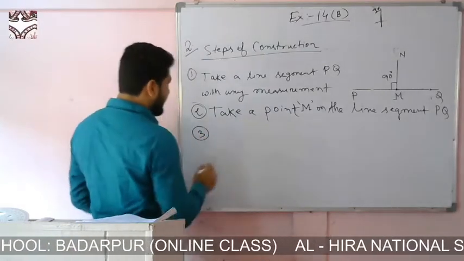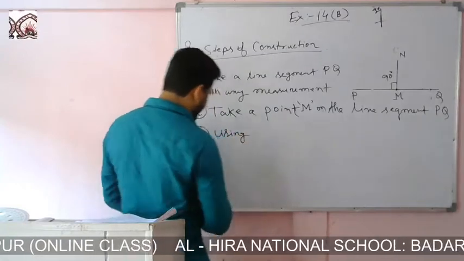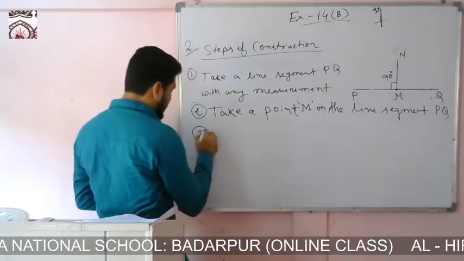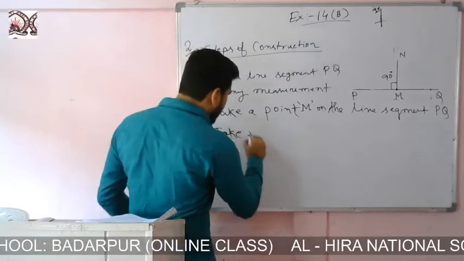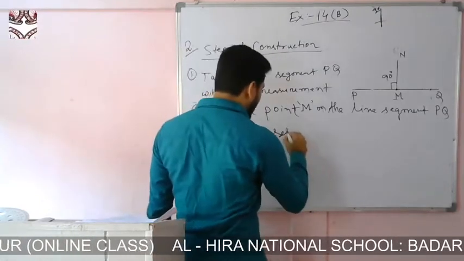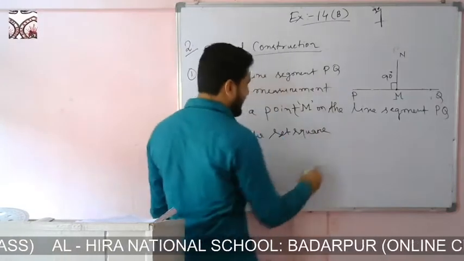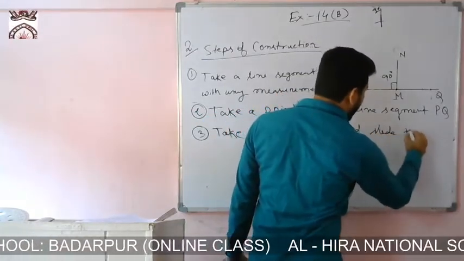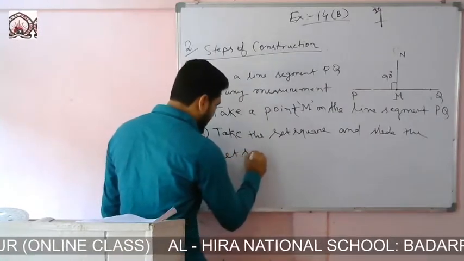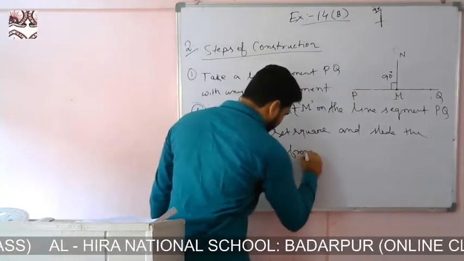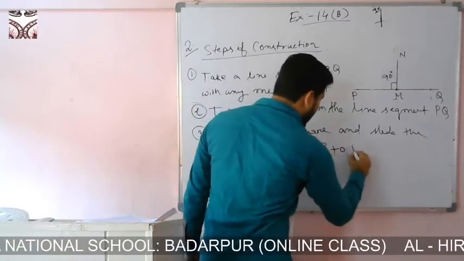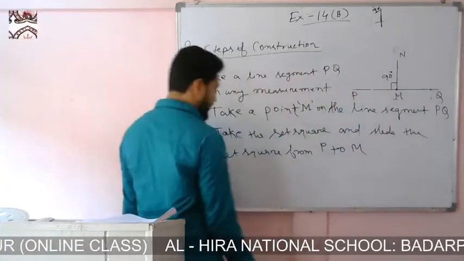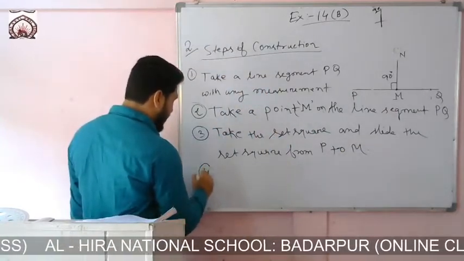Number three, take the set square and slide the set square from P to M. That means from there I have to slide up to M. Okay, full stop at M.